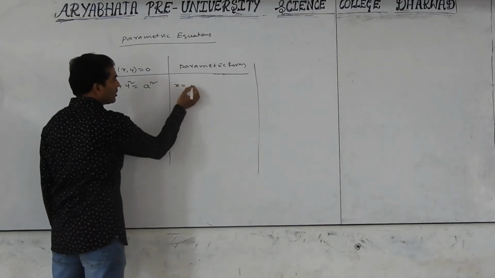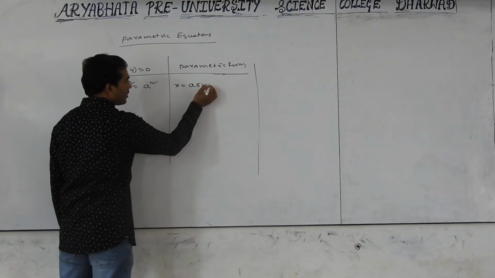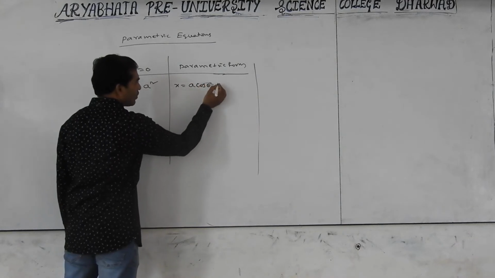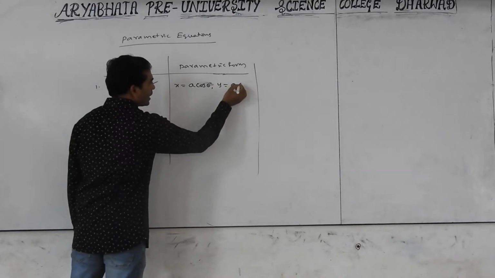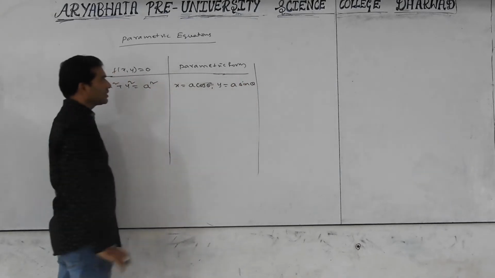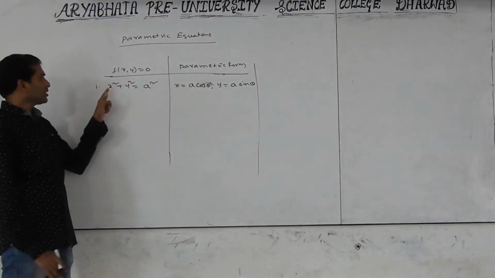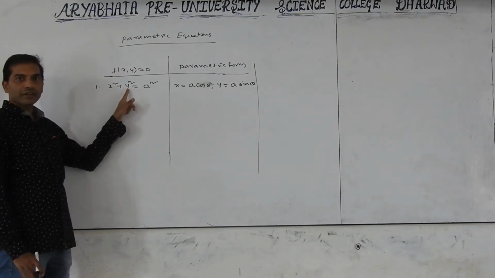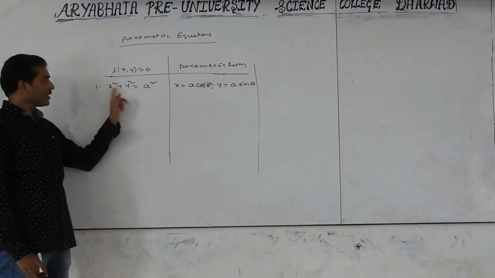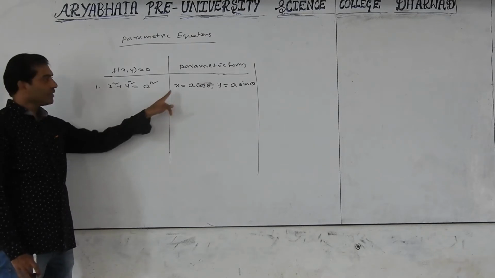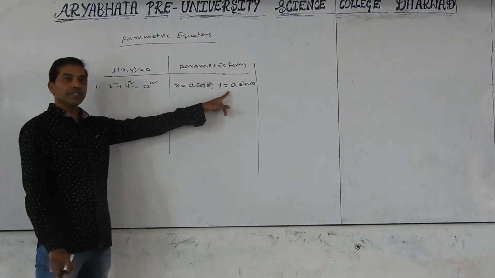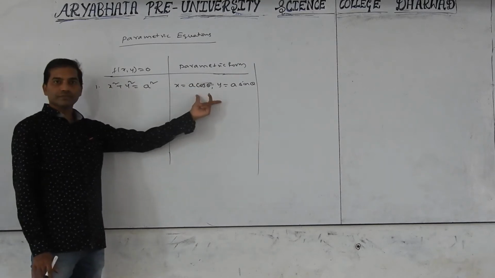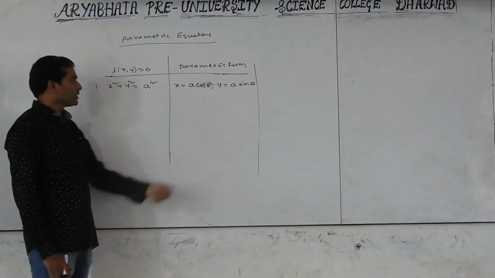x is equal to a cos theta, y equal to a sin theta. Correct? Does this satisfy the equation? Put x is equal to a cos theta, a square cos square theta; put y is equal to a sin theta, a square sin square theta. A is common in the equation. Okay? This is the parametric equation of the circle. If given this equation, you select this one. Okay?